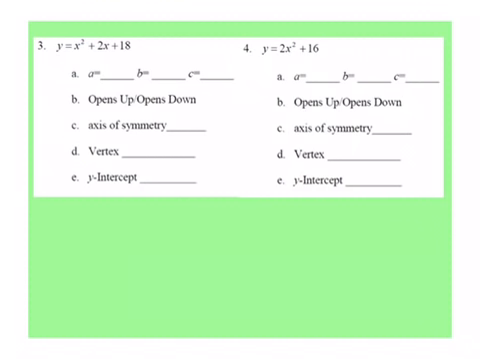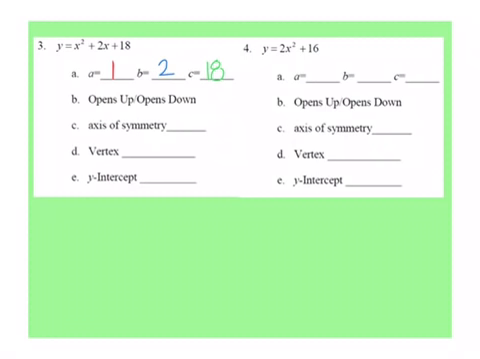So for the next 2 examples, I'm going to get you started with finding the A, the B, and the C, and then have you do the rest of the work and then come back and check your answers. So for example number 3, our a value is the coefficient in front of the x squared. So remember, there is a number there. It's an imaginary 1. My b value is the one with the x's, so it's 2. And then my c value is the constant, so it's 18.